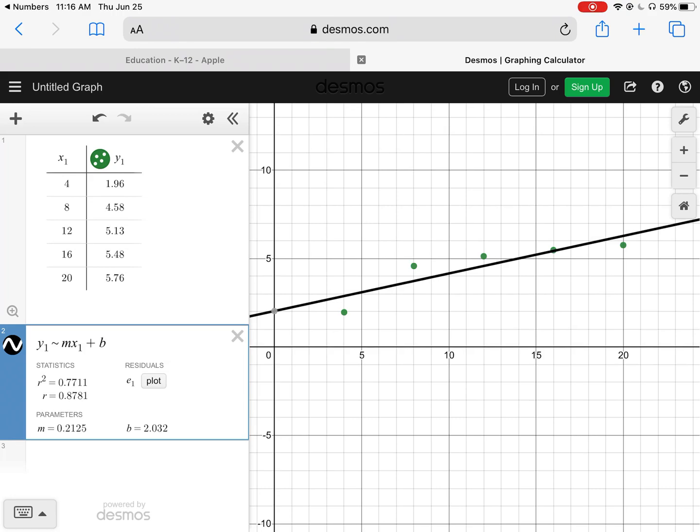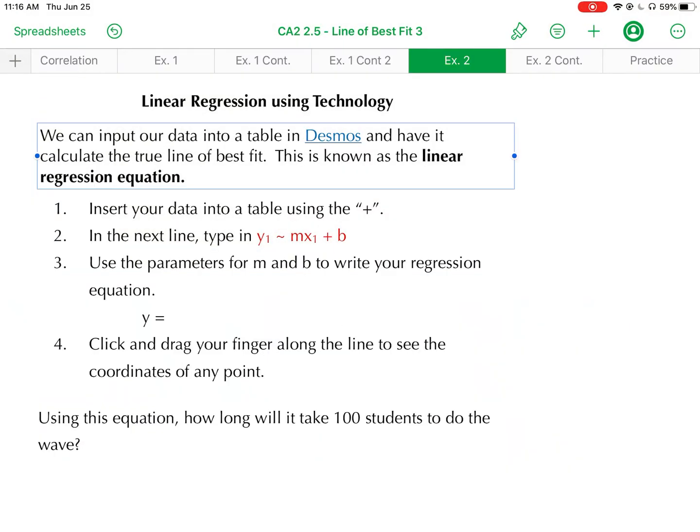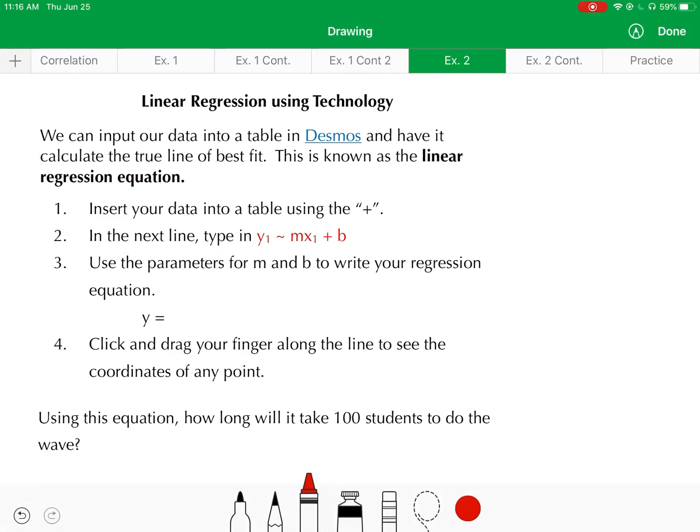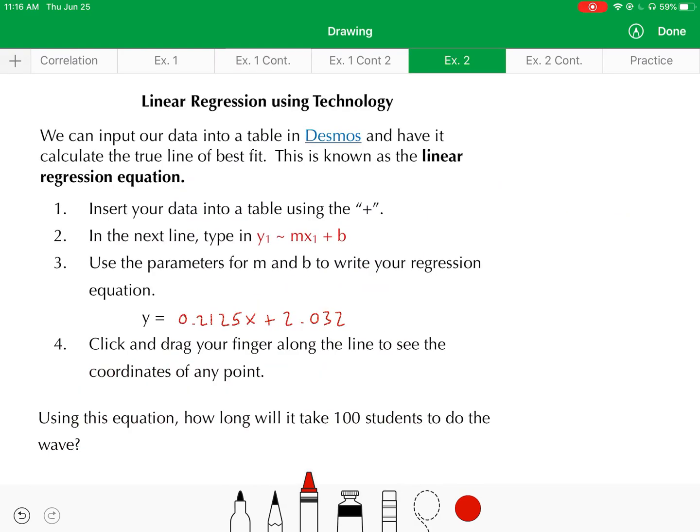So let's go back into our notes, and we're going to copy those down. Okay, so y equals 0.2125x plus 2.032 is our true linear regression equation. Notice that's a little bit different than the one that we calculated by hand. Our slope and our y-intercept are a little bit different values from what Desmos is giving us.